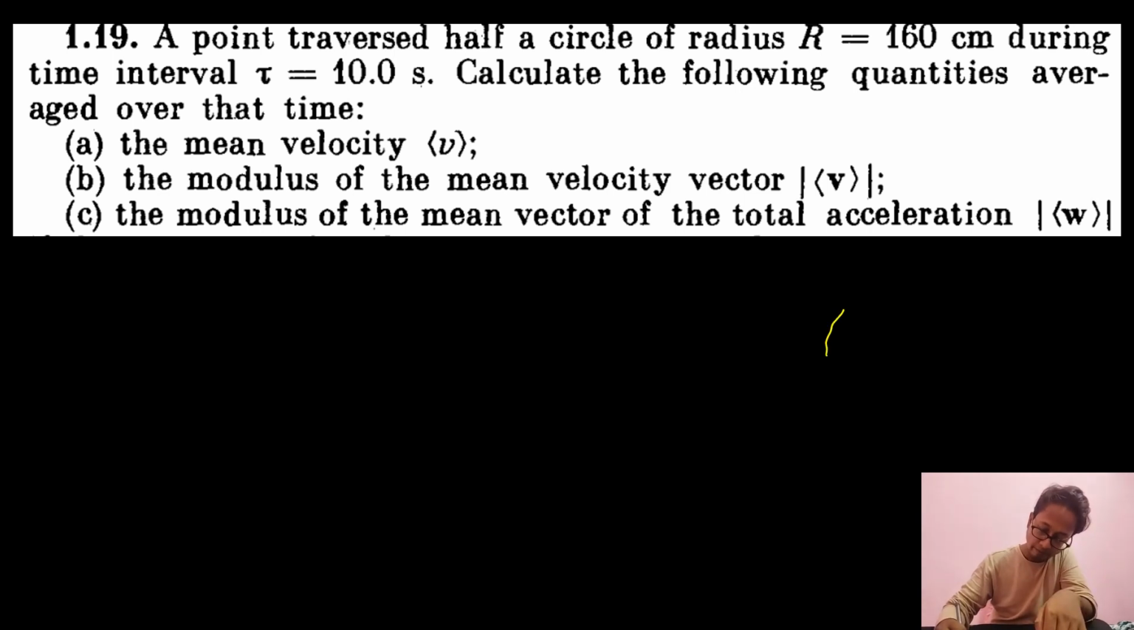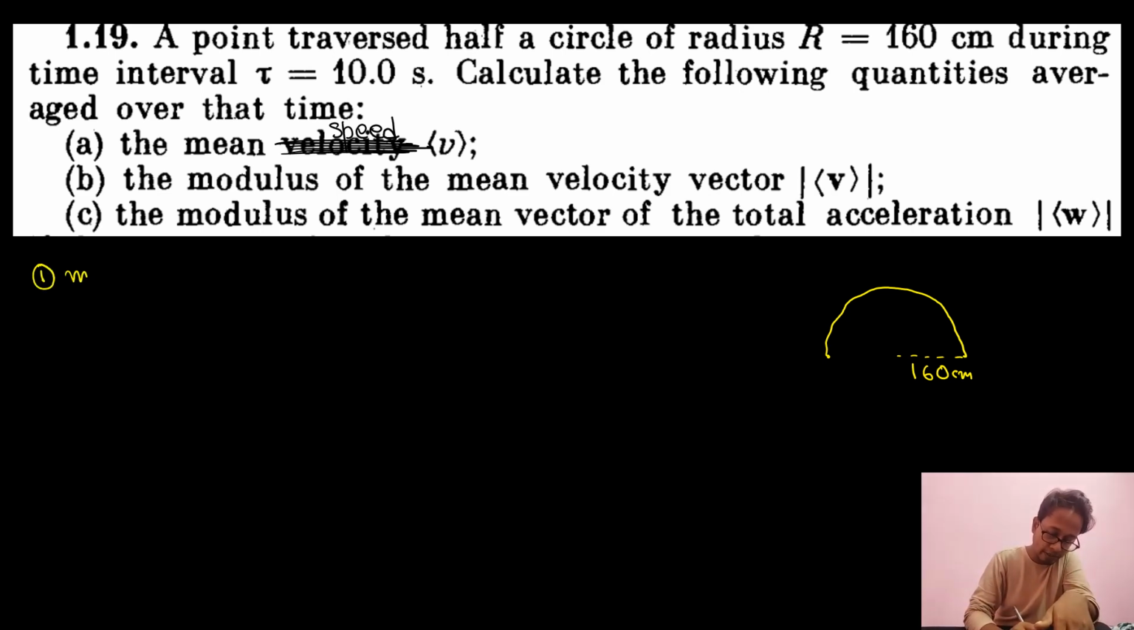So out here, a particle traveled half a circle in 10 seconds. The radius of the circle is equal to 160 centimeters. Calculate the following quantities averaged over that time. The mean velocity. Whenever Irodov is trying to say mean velocity, he is always trying to mean speed. So if we calculate mean speed out here, we'll get the correct answer. So out here, mean speed or average speed.